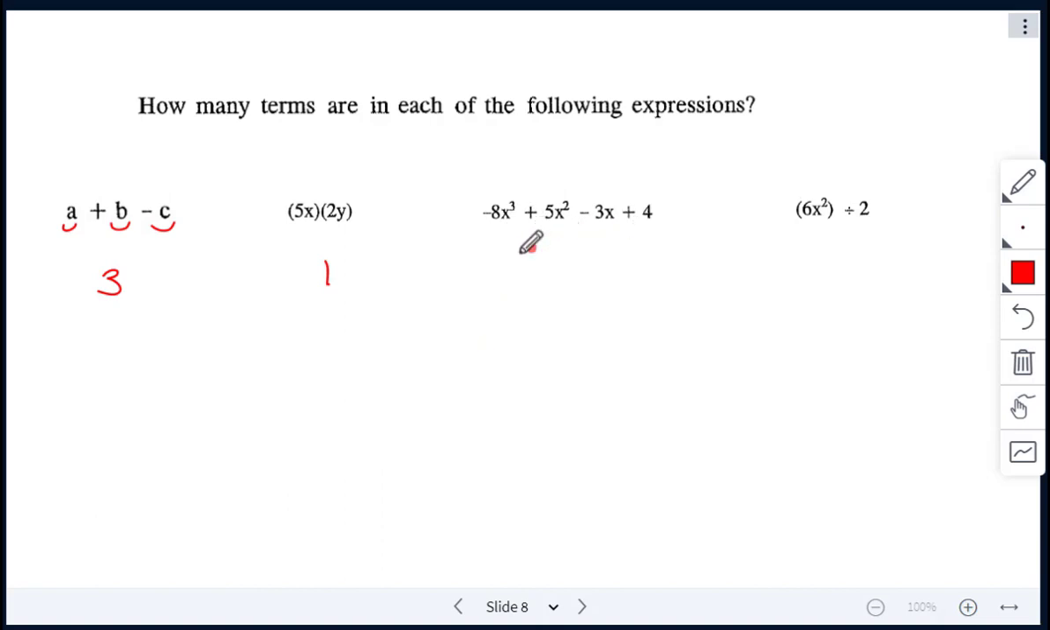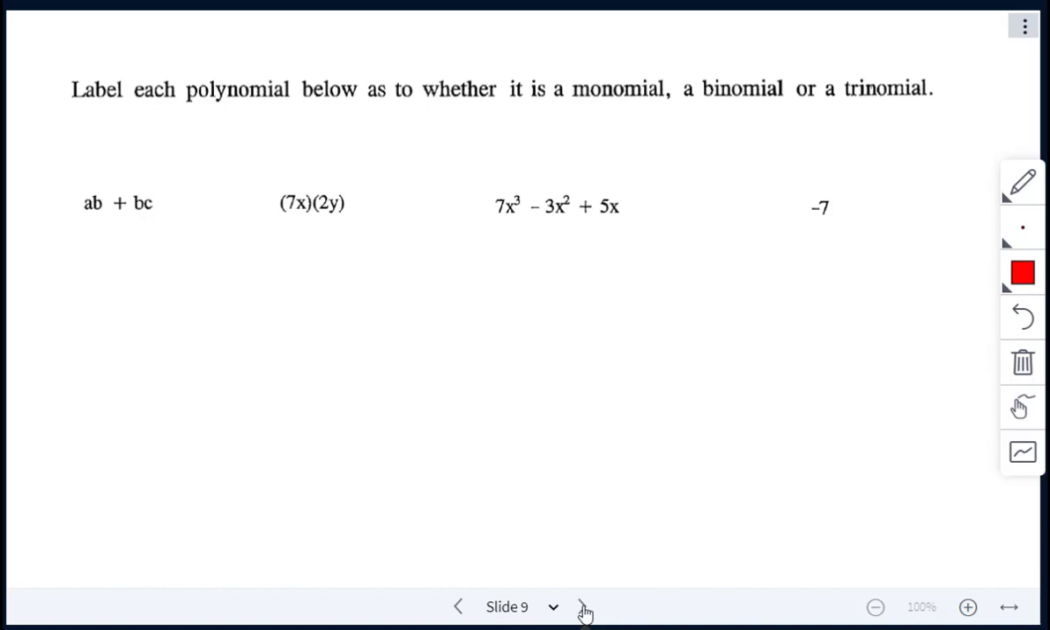So here, again, addition and subtraction will separate terms. So 1, 2, 3, 4. So this has 4 terms. And here, this is division. If we wrote this out as like this, it's 1 term. Okay, so just recall that terms are separated by addition or subtraction. All right, so here we just have to label it if it's a monomial, binomial, or trinomial. And again, this is based on how many terms are in the expression.